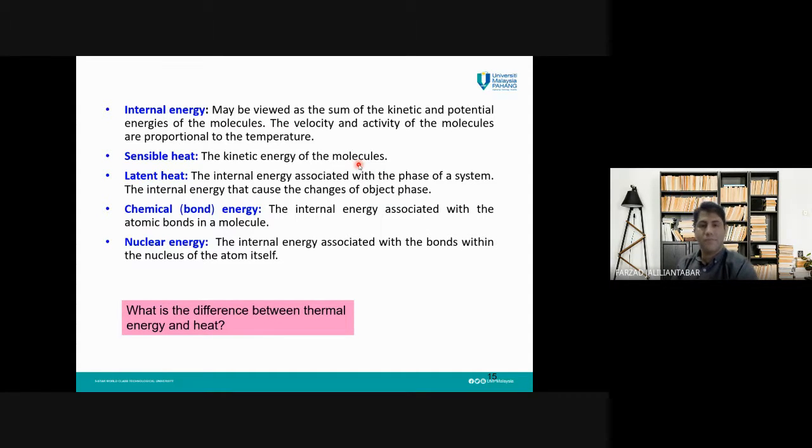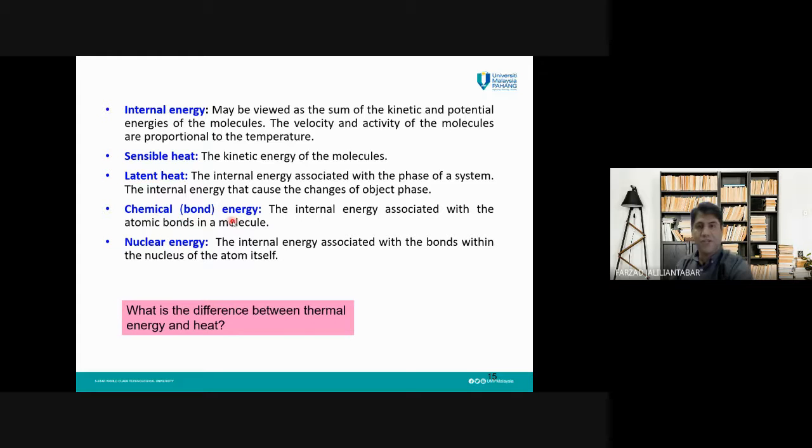For example, when we have an ice cube, the melting of the ice will absorb energy. This is called latent heat. The temperature of the ice during the melting will not change. The temperature will always be 0 degrees Celsius, but it will absorb energy, and this energy is called latent.